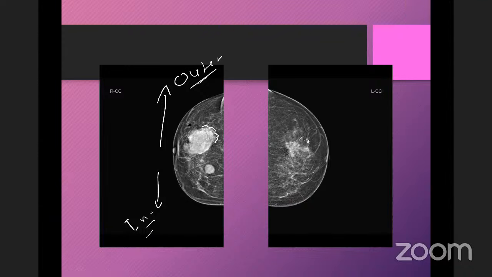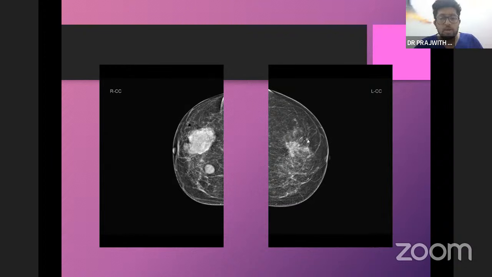Lobulated, sir. Okay. There is nothing like right or wrong in mammography, because some interpretations are interpreter dependent. So you can tell whatever you feel like. Right now we have come up to this much. In the right breast craniocaudal view, I can see a hyperdense mass lesion with an irregular surface and slightly lobulated margin, with some discontinuity in the margin on the anterior surface. Okay, so this much you can see.